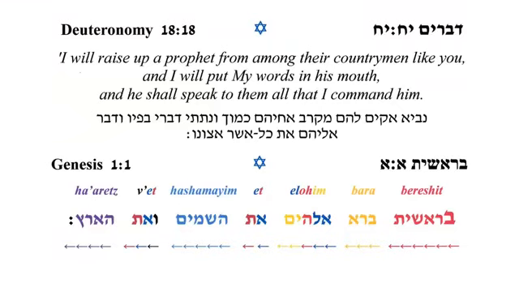Before we read it backwards, I want to look at this verse in Deuteronomy 18. Deuteronomy 18:18, God is telling Moses, he says, I will raise up a prophet.